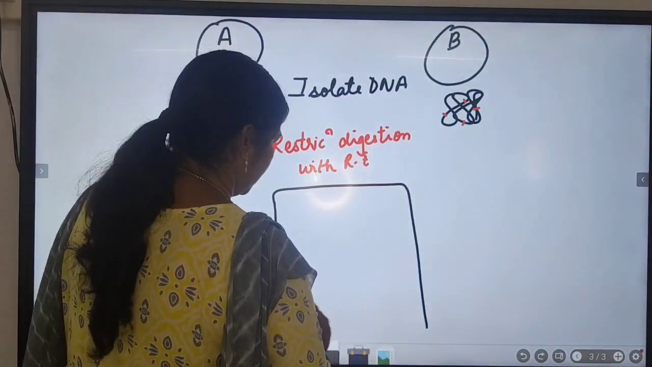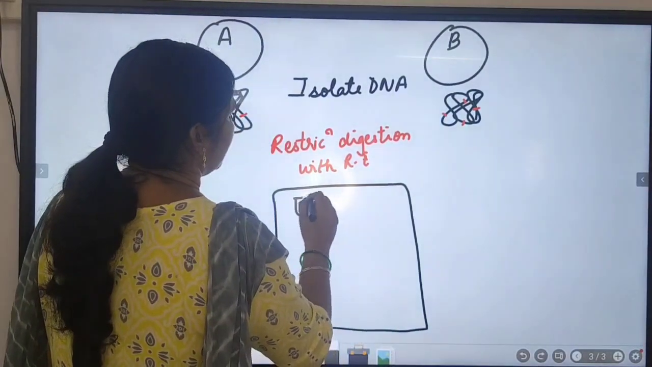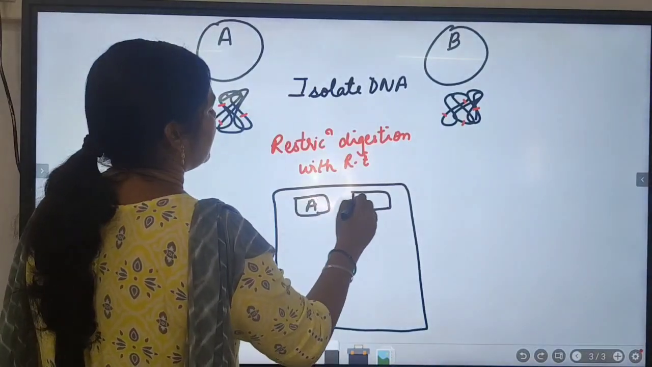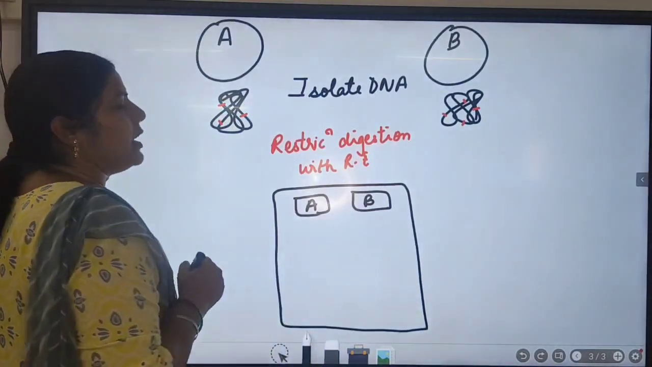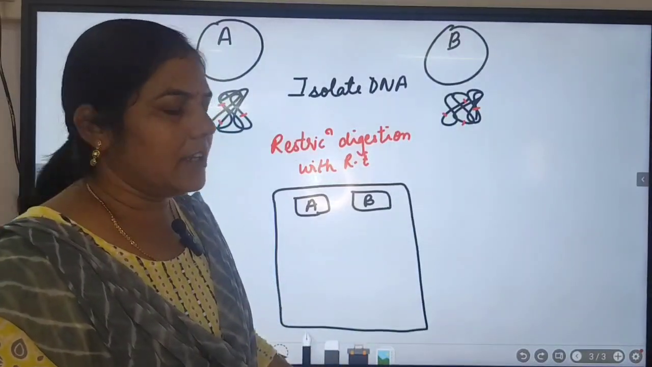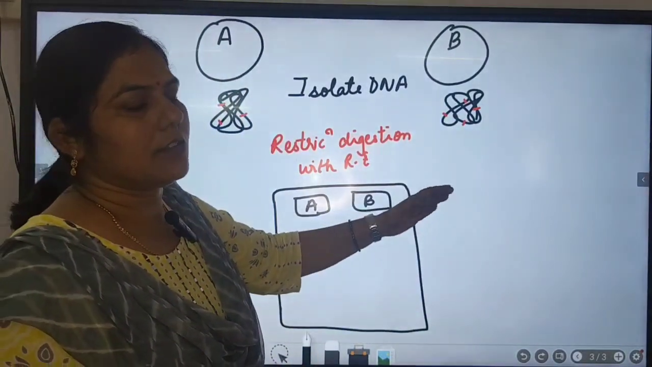Now what is an agarose gel? An agarose gel electrophoresis is performed where the DNA fragments migrate according to their length, or we can say according to their size, and the smaller fragments migrate faster and the larger fragments migrate slowly.